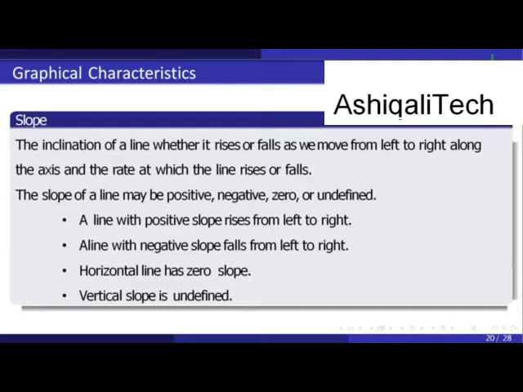A line with positive slope rises from left to right. A line with negative slope falls from left to right. A horizontal line has 0 slope. A vertical line's slope is undefined. That is, vertical slope is infinity.